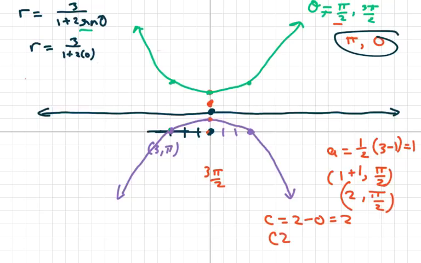So the other focus could be 2 plus 2, comma, pi over 2. So basically that's going to be 4. And here is going to be 1, 2, 3, 4 right here. So this is 4, comma, pi over 2. And this one right here is 0, comma, pi over 2.